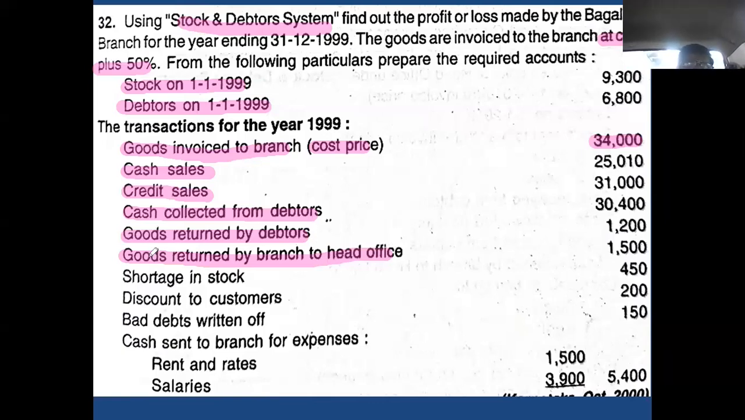This is branch stock account credit side. Then shortage, branch stock account credit side. Discount, branch debtors account credit side. Then bad debt, debtors account credit side, then expense account. Remember this. Okay. Cash sent to branch, branch expense account, debit side. You see the solution, I'll show you and you solve this problem.